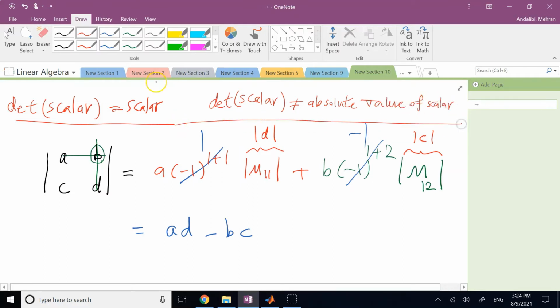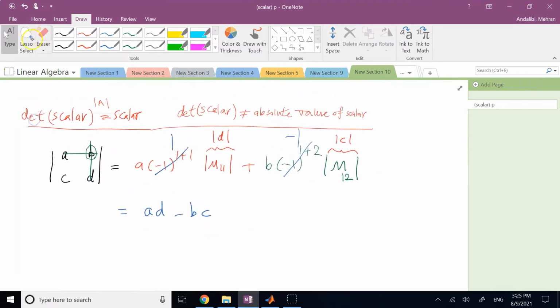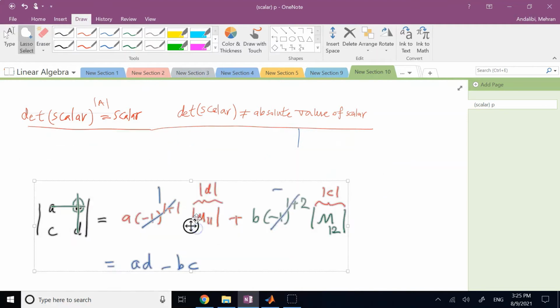So although the symbol we chose for determinant looks like the absolute value, when we plug in a scalar, if it's -2, the result is -2, not +2, okay? So please keep that in mind. And here we go. So the result for the determinant of a 2x2 matrix is AD minus BC.